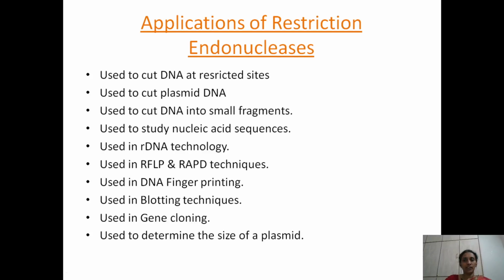Coming to applications of restriction endonucleases. These are used to cut DNA at restricted sites. So they do not cleave randomly. They cleave accurately and exactly. That is what we need here. Next, used to cut plasmid DNA. We already learned that. Used to cut DNA into small fragments. So if we want a number of fragments from DNA, we can use these restriction enzymes to get a number of fragments.